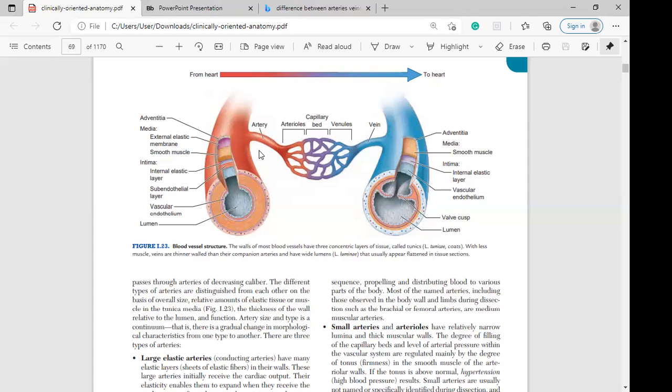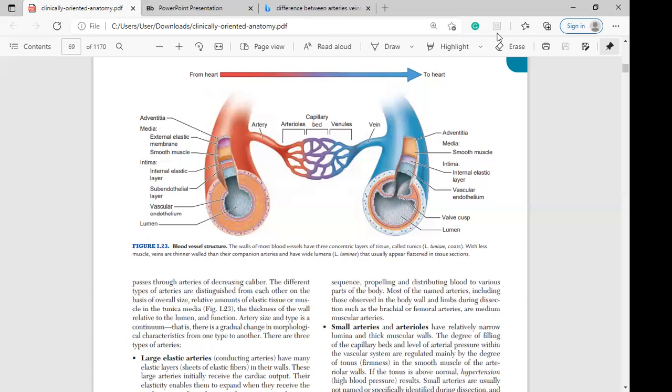Now, not the tunics, but all the different layers of the artery. So name them now. Start from the innermost layer. Then you start from the vascular endothelium, the subendothelial layer, the internal elastic layer, then the smooth muscles, the external elastic layer, and then the adventitia.